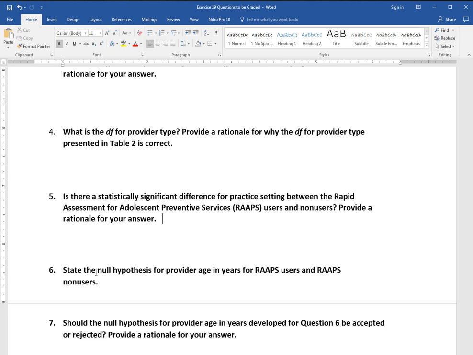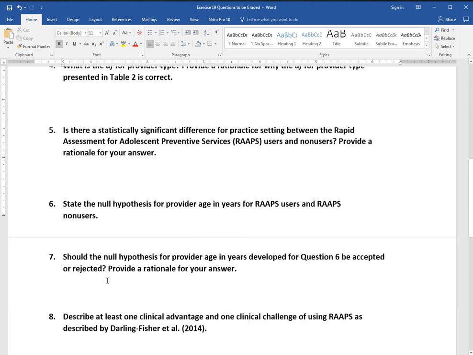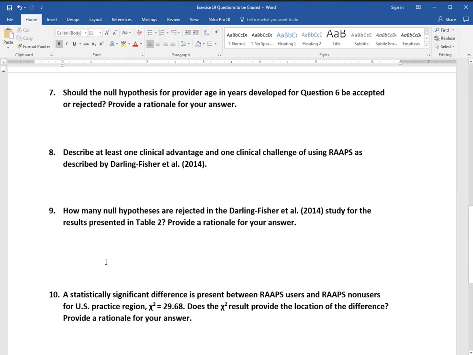Okay, so our null hypothesis is that there's not going to be a difference, right? That's usually what our null hypothesis is. With chi-square, sometimes we phrase that a little bit differently, but because we're looking for the difference between those two groups to see if there's a difference in the age, we can just phrase it the way we usually do.